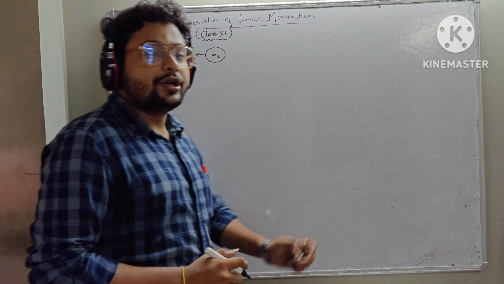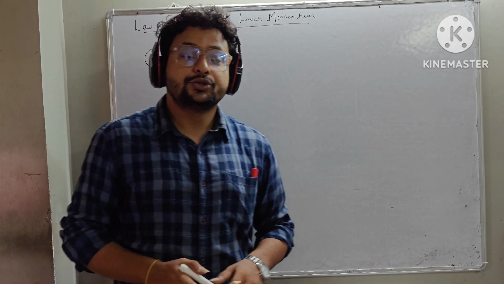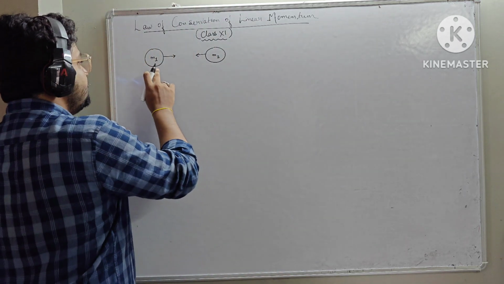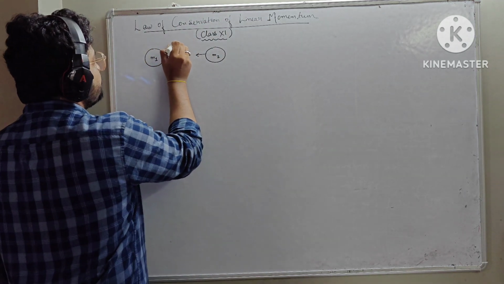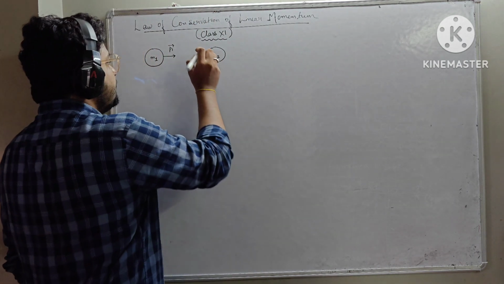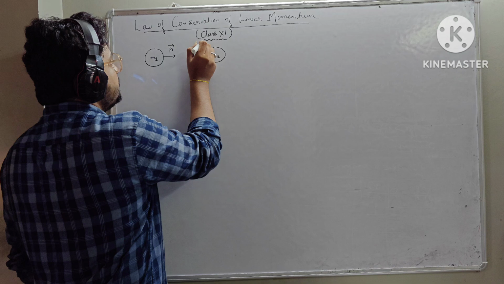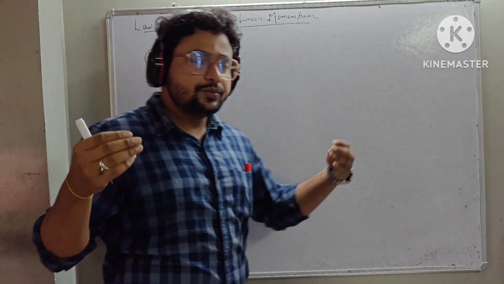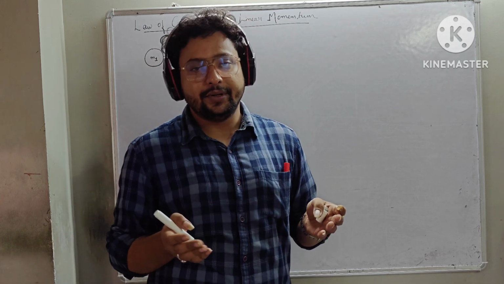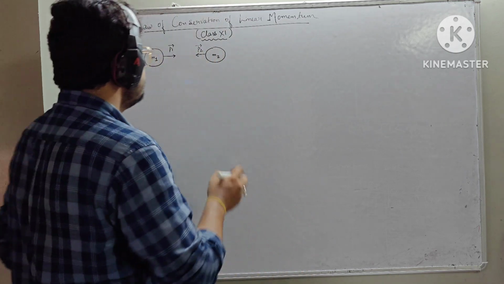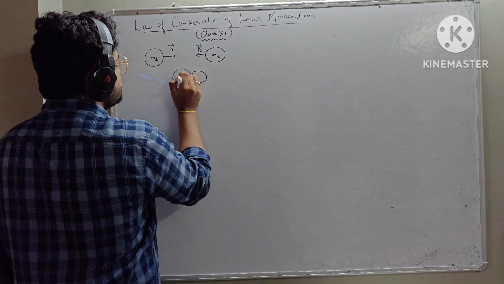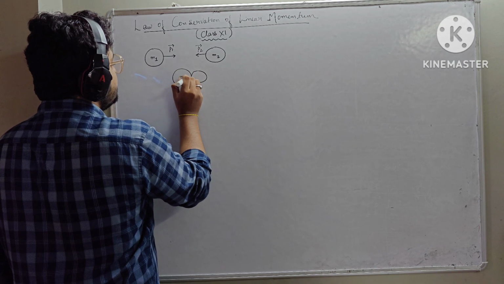Since the bodies have a velocity and a mass, they must have a linear momentum. Suppose the momentum of this body is p1. Linear momentum is a vector quantity, so I have given it a vector sign. And suppose the linear momentum of this body is p2. These bodies are approaching each other, and after some time they are going to collide.